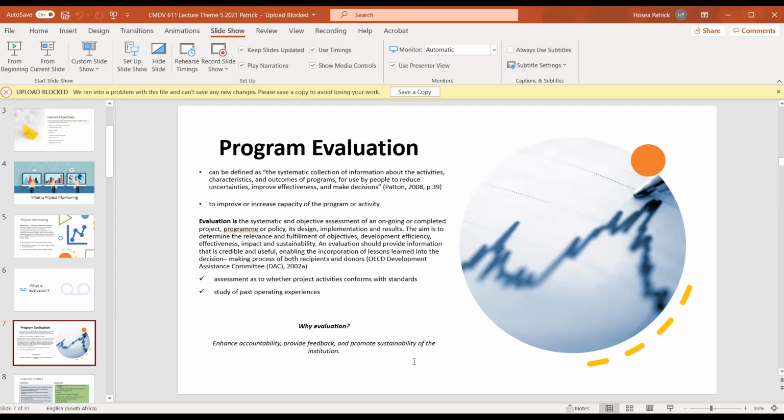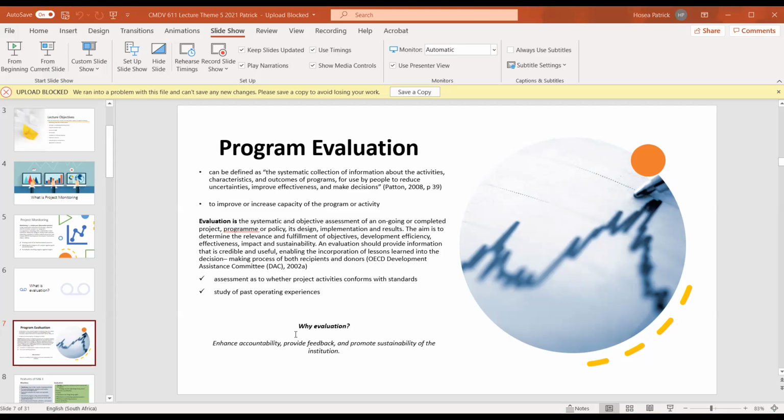Yes, can we have contributions as relating to that? What's the difference between project monitoring and evaluation? What do you think is the difference? Morning, doctor. Can I try? Yeah, go ahead, please, Lindy.